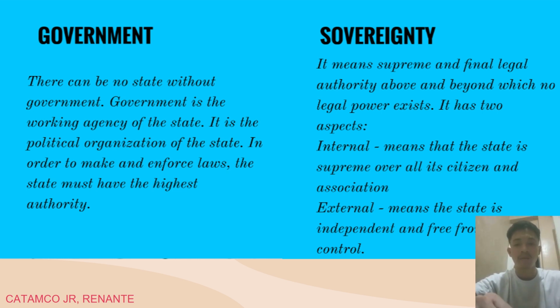And next is sovereignty. It means supreme and final authority, above and beyond which no legal power exists, and it has two aspects. Internal means that the state is supreme over all its citizens and associations. And the next one is external, which means that the state is independent and free from outside control.